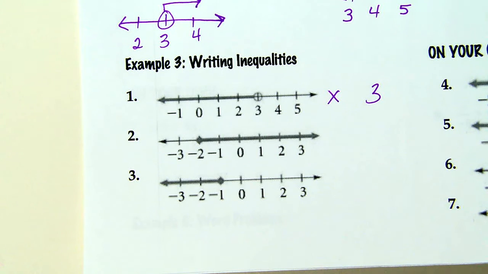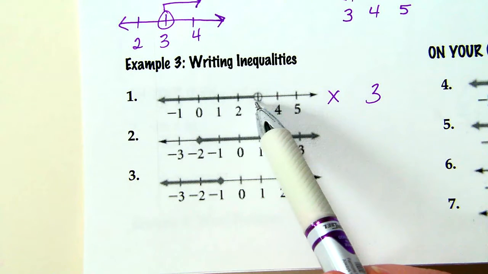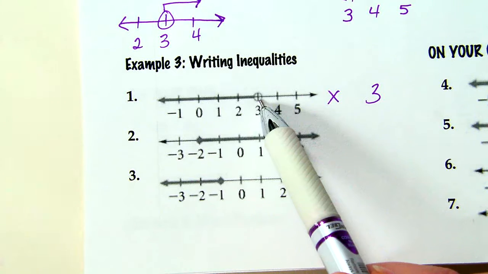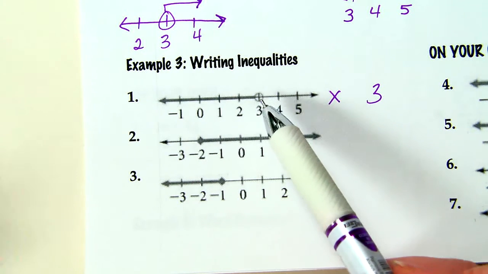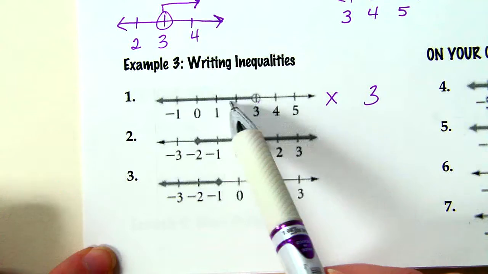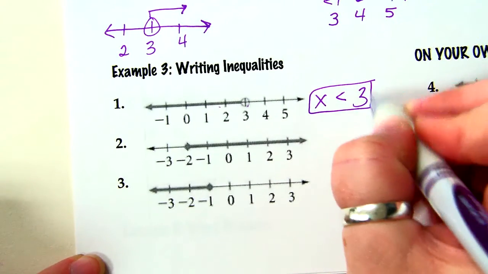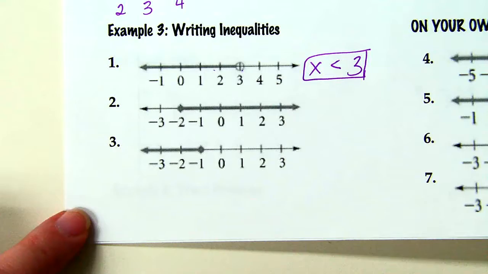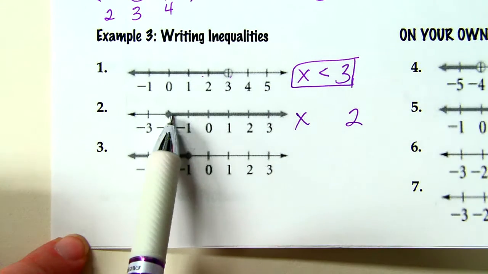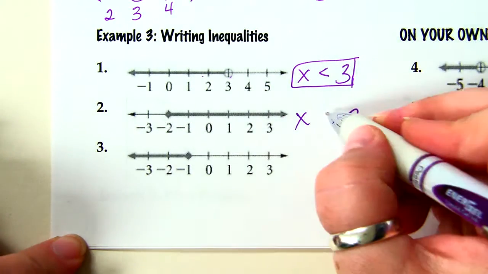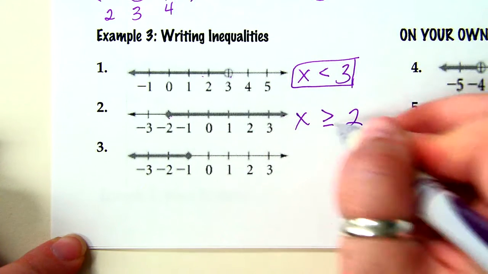So first, is it an open or closed circle? So because this one is open, it's not going to have the equal to on it. It's just going to be less than or greater than. So then it shows going smaller than 3, which means x is less than 3. Number 2, again, put x and then the number. So this one is bigger than 2, which means it's greater. And then because this is filled in, it is also equal to.